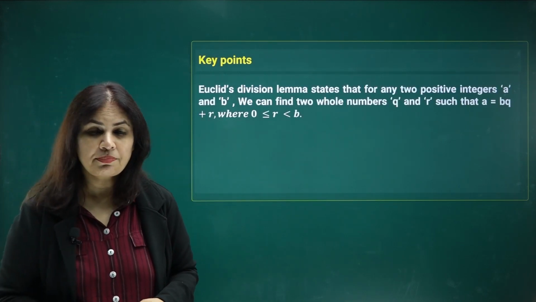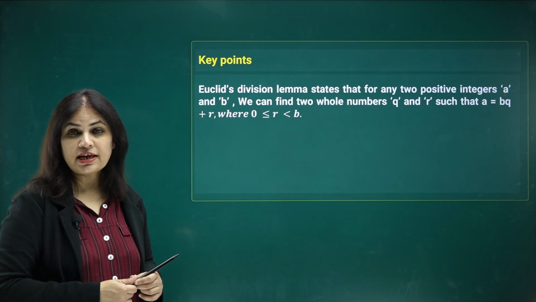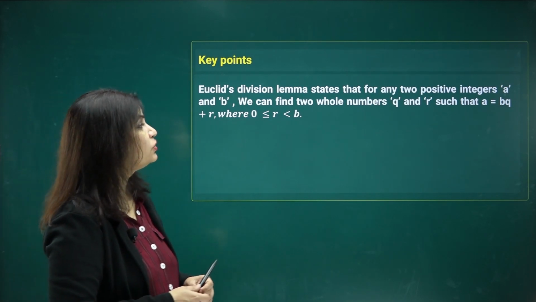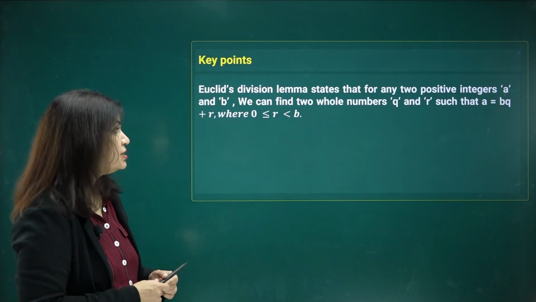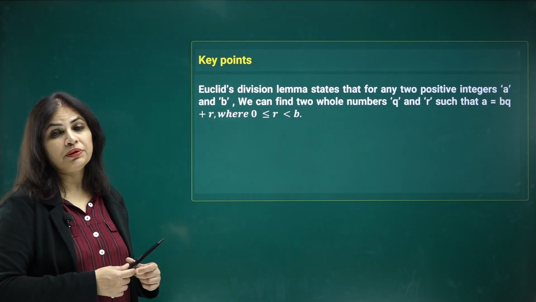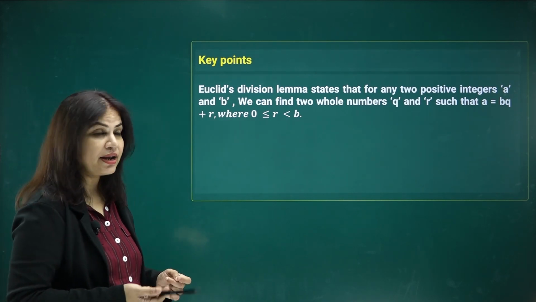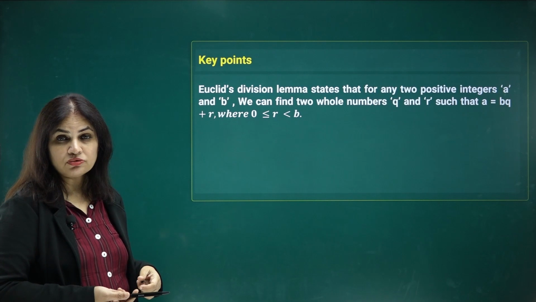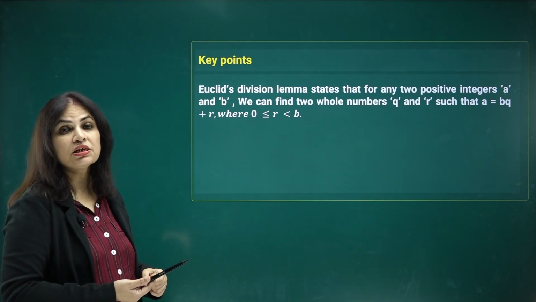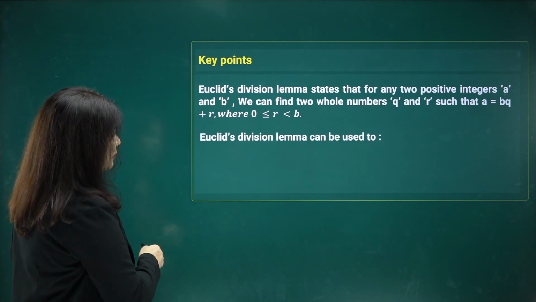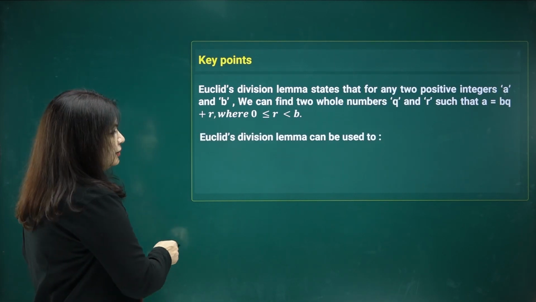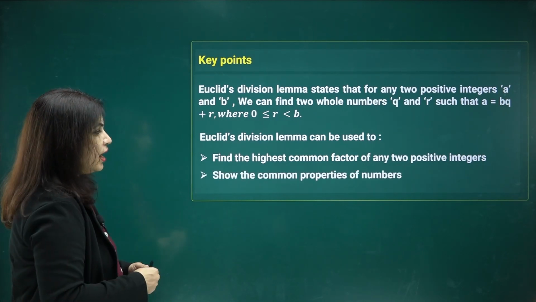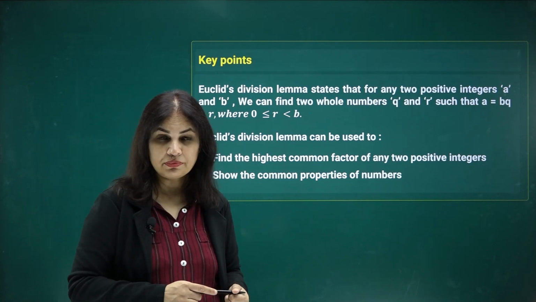So what did we learn in this chapter? Euclid's division lemma states that for any two positive integers a and b, we can find two whole numbers q and r such that a is equal to bq plus r, where r is greater than or equal to 0 and less than b. It can be used to find the highest common factor of any two positive integers and show the common properties of numbers.